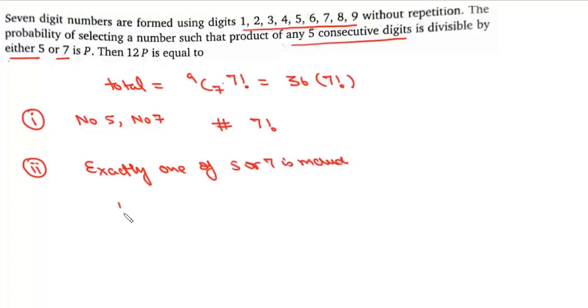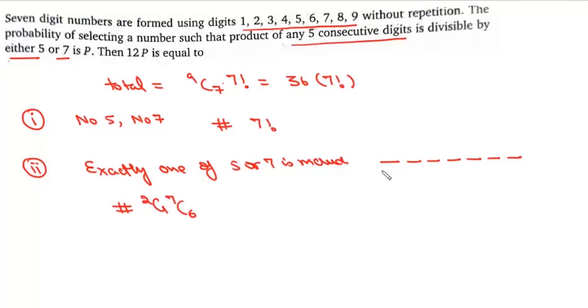Now in this case, which one? So from these two, we'll select one. So it'll be 2C1, and then from the remaining 7, we have to select 6. So there'll be 7C6. Now it's a 7-digit number: 1, 2, 3, 4, 5, 6, and 7. Now it says any 5 consecutive digits is divisible by either 5 or 7.